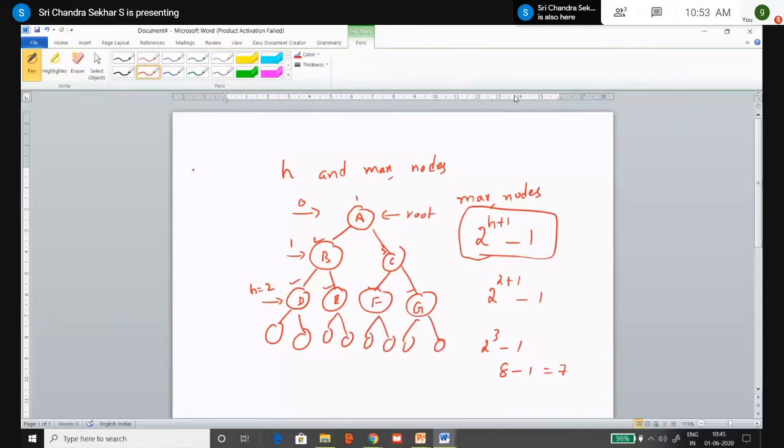So let me check. In this particular scenario, we have h is equal to 3 and the maximum number of nodes is, you include this h in this formula, 2 power 3 plus 1, that is 2 power 4 minus 1, that is 16 minus 1, that is equal to 15. Let me check whether 15 is satisfying or not, right? The number of nodes in this binary tree is 1, 2, 3, 4, 5, 6, 7, 8, 9, 10, 11, 12, 13, 14 and 15, right? So 15 nodes are present. Therefore, the maximum number of nodes are 15, which is very much true.